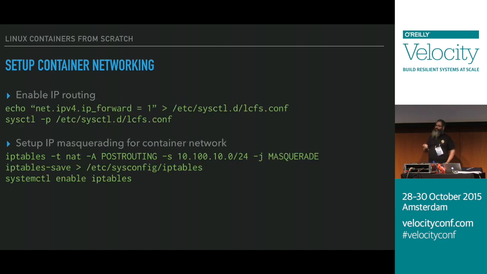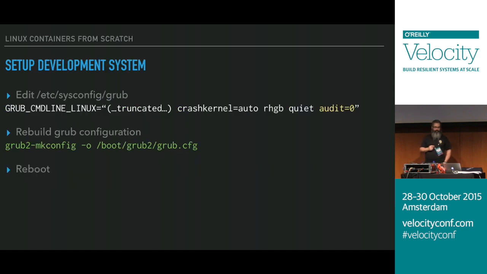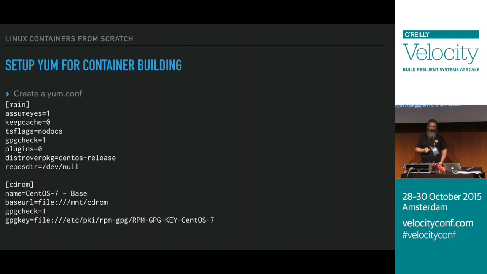Then we enabled IP routing so that we can pass traffic out and have our host act as a router. We made that permanent at boot time, and we also set NAT masquerade with the firewall. We made that permanent as well. We edited the grub command line so that we can disable kernel auditing, because that makes systemd-nspawn happy. And we updated our grub config, and we rebooted. Created the yum config for our installation source that should match where we've actually put the CD, or if you have the ISO image, you can just mount the ISO there.